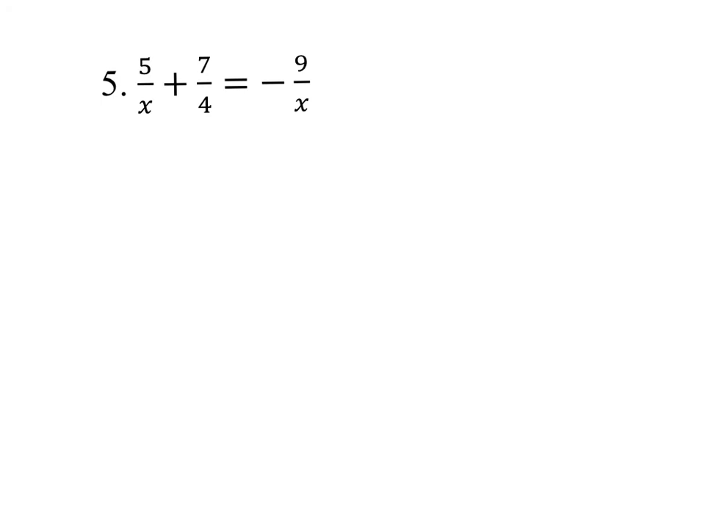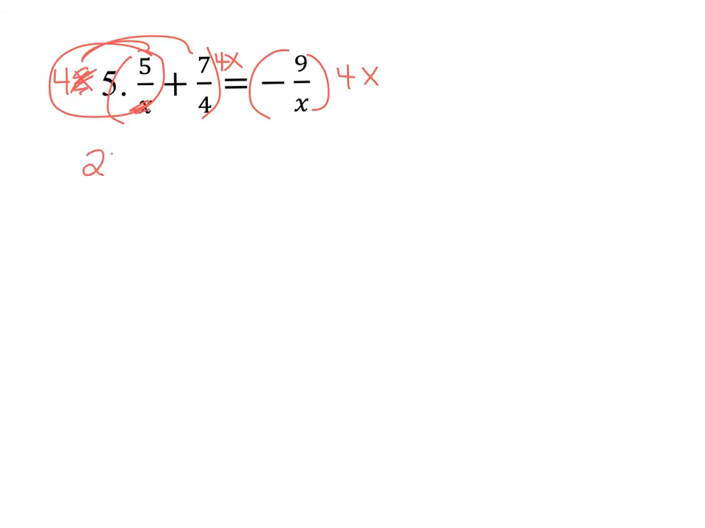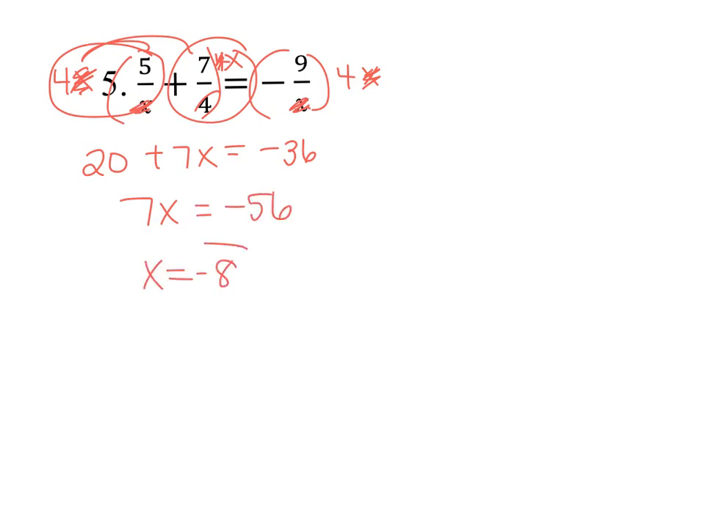So if I look at this one, my common denominator is 4x, so I'm going to multiply this side by 4x, and I'm going to multiply this side by 4x. If I multiply this side by 4x, it's like I have to distribute it. Some people like to write the 4x on both sides so they can see it. So if I look at this term, my x's are going to cancel out. I'm left with 5 and 4, which makes 20. On this term here, my 4's are going to cancel out, so I'm left with 7 and x, which makes 7x. And over here, my x's are going to cancel out. I'm left with negative 36. So now if I solve, 7x equals negative 56, so x equals negative 8.